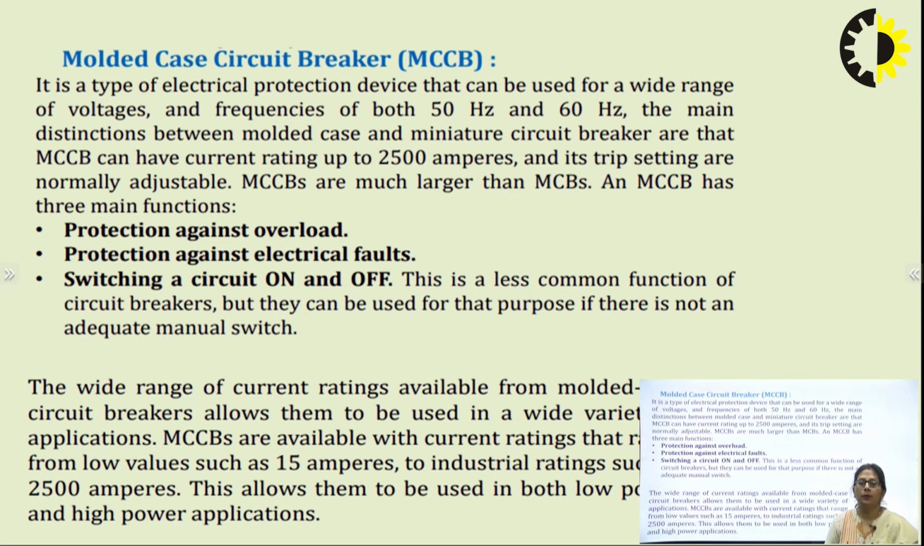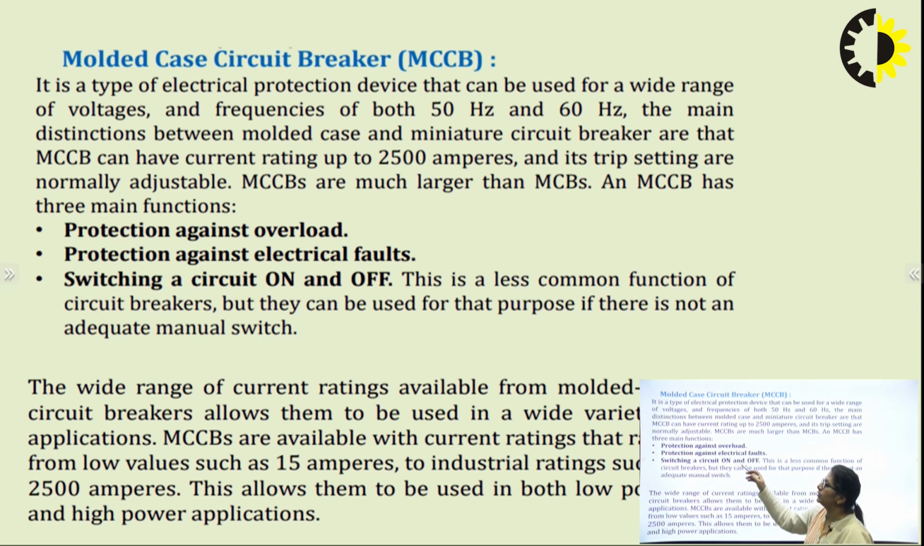The MCCB has three main functions. One is the protection against overload, which is provided by the bimetallic strip. The functioning is almost the same. When it gets deformed, the trip unit as well as the plunger which is attached to it will make the displacement and make the moving contact move away from the fixed contact.